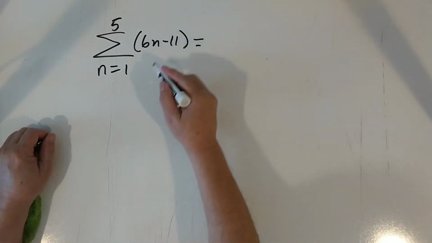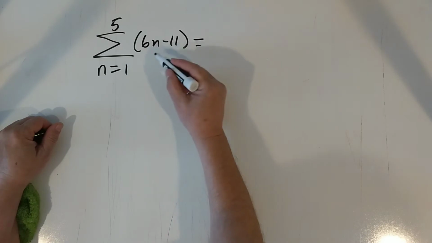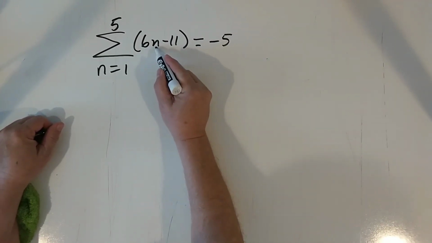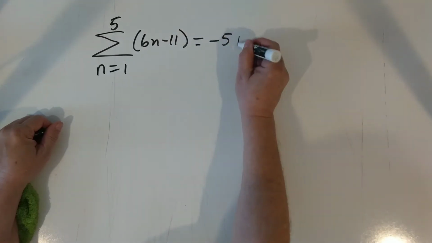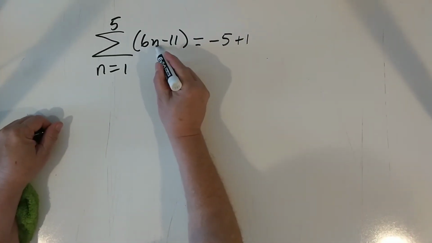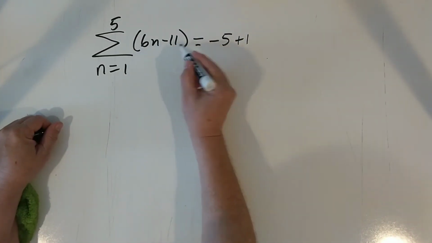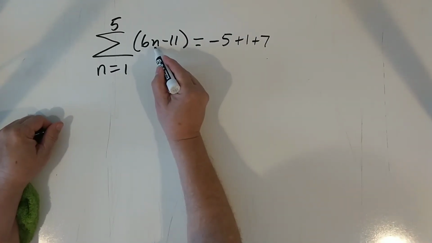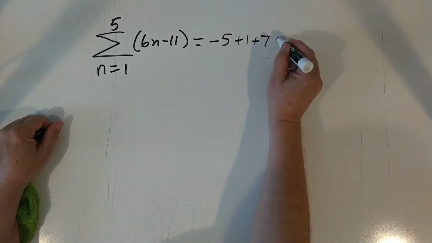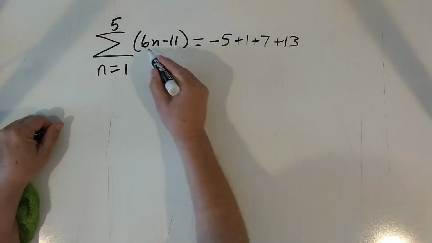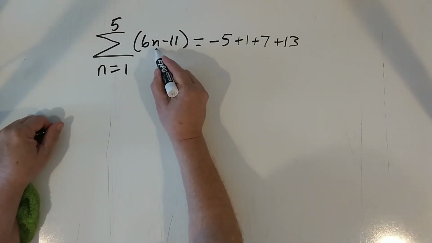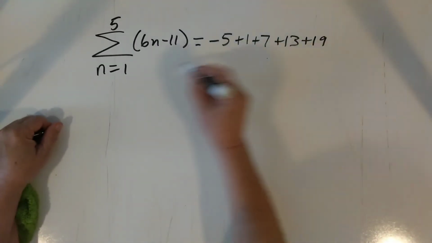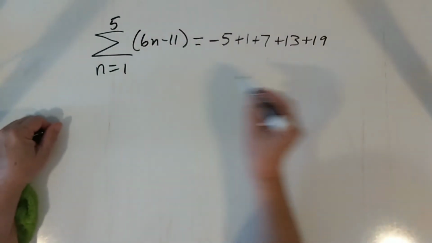This would be 6 times 1 is 6 minus 11 would be negative 5. 6 times 2 is 12, minus 11 is 1. 6 times 3 is 18, minus 11 is 7. 6 times 4 is 24, minus 11 is 13. 6 times 5 is 30, minus 11 is 19. And now I've reached 5, which is my ending number.